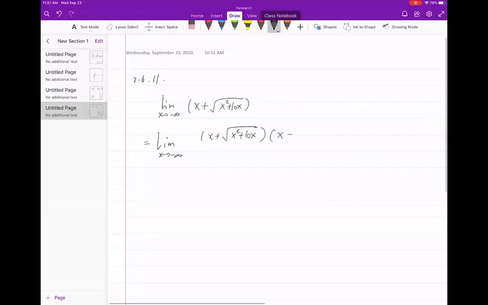times x minus this, divided by x minus this. Okay, that's the first thing I do. The second thing is, if you plug in, now you have infinity over infinity. We need to check the leading terms.